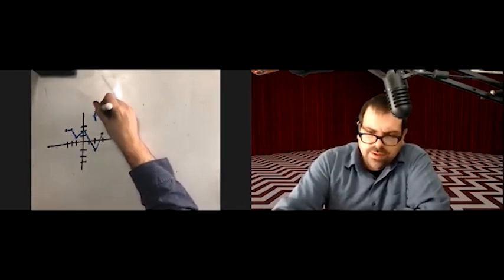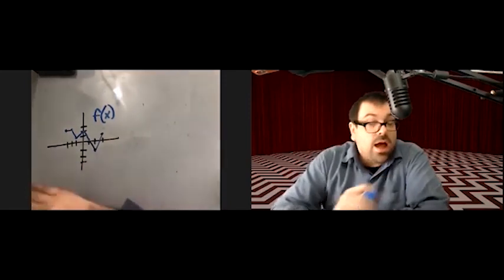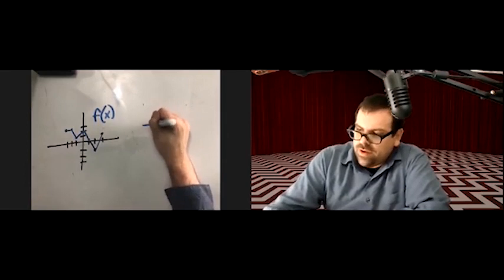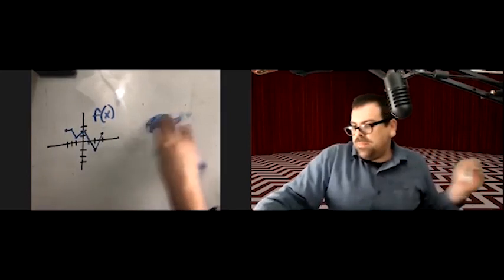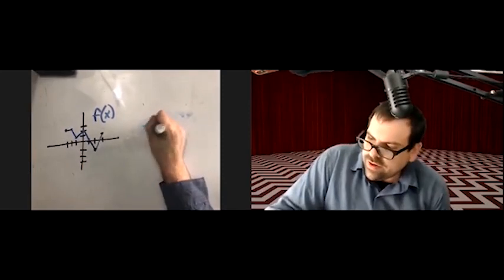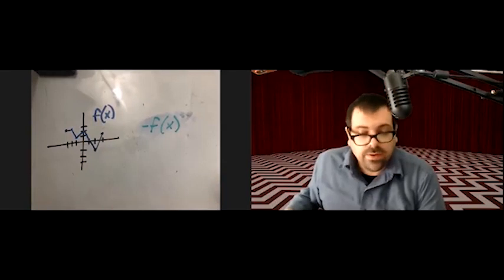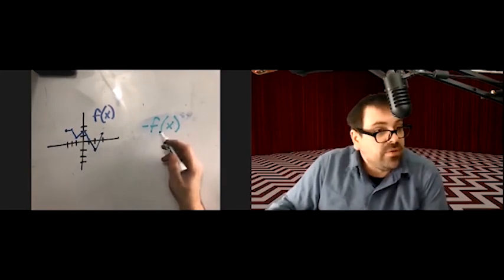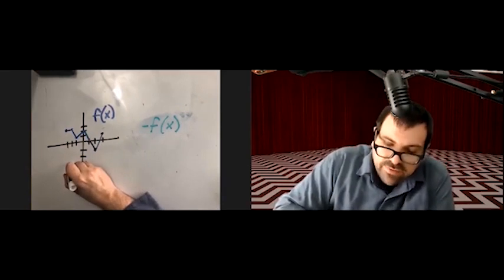This is f of x. I would like us to draw negative f of x. And actually, I'll bust out another color here. Negative f of x is going to be in green. So we're going to take the opposite of the f of x, the opposite of the y value. Instead of 3, it'll be at -3.